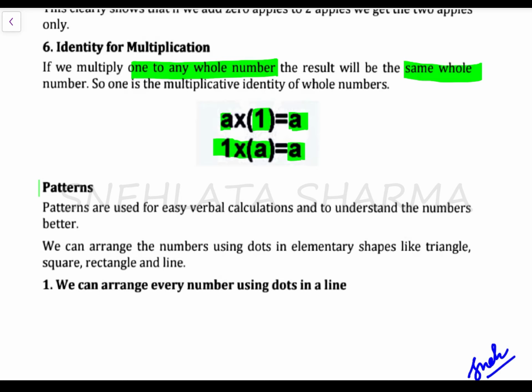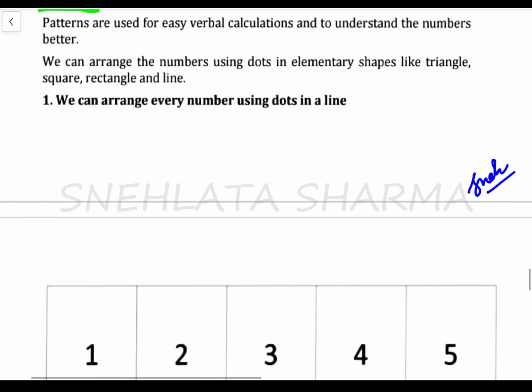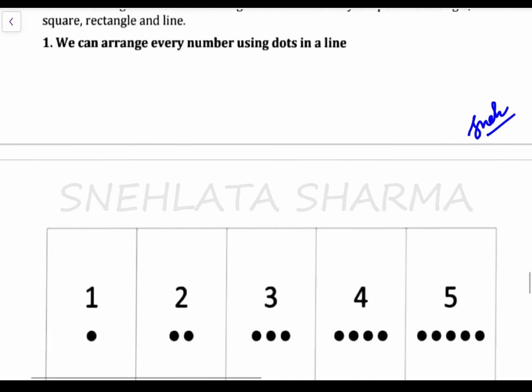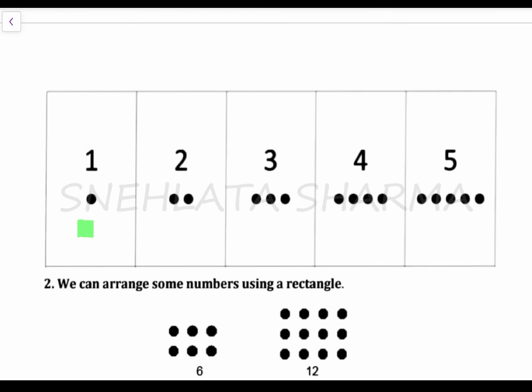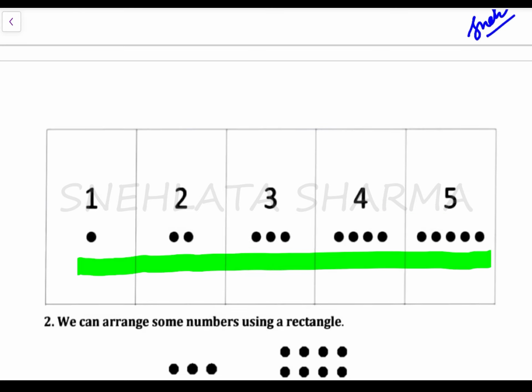Now let us learn about patterns. Patterns are used for easy verbal calculations and to understand the numbers better. We can arrange the numbers using dots in any elementary shapes like triangle, square, rectangle, line, etc. These are the examples of arranging dots in the form of numbers in a single line.